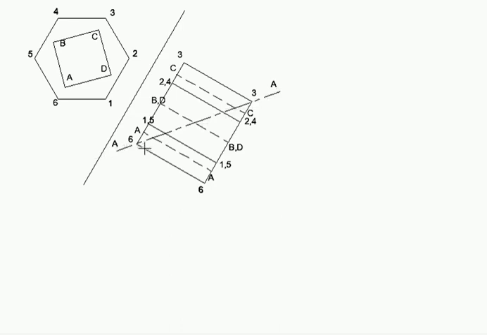Now remember that they want, as I understand the question, the full view showing the true shape. So we're going to have to draw an XY line which is parallel to the AA line. So you can see what I've done there is to draw the XY line parallel to the section line AA. I'm now going to project the hexagon first.